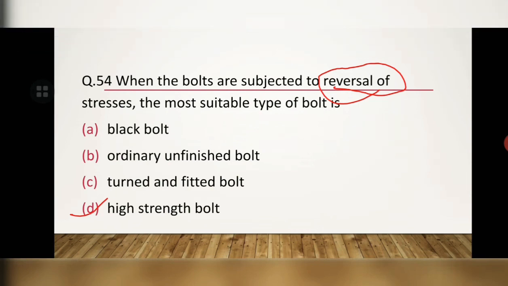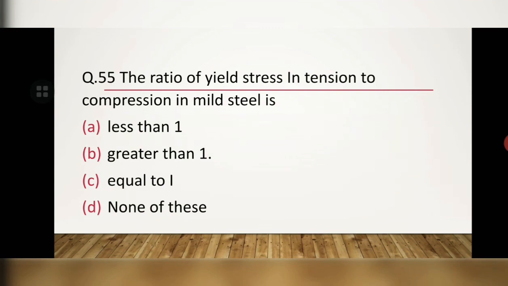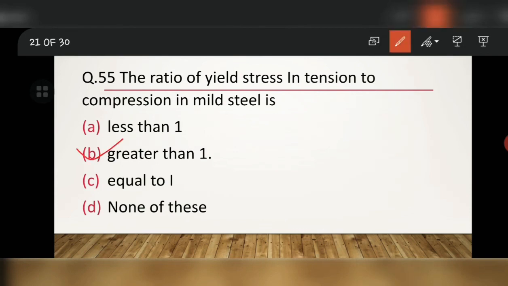Next question, the ratio of yield stress in tension to compression in mild steel is option 1 less than 1, option 2 greater than 1, option 3 equal to 1, option 4 none of these. Your answer will be greater than 1.